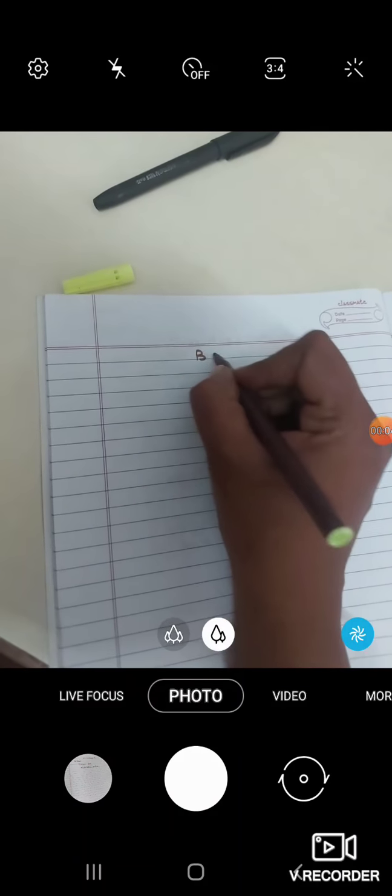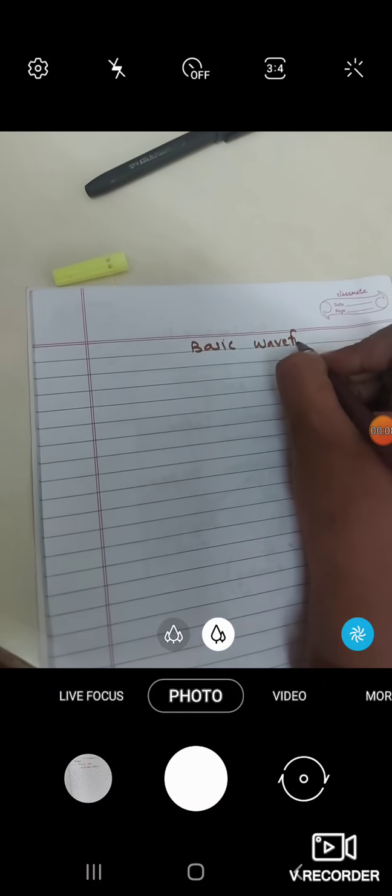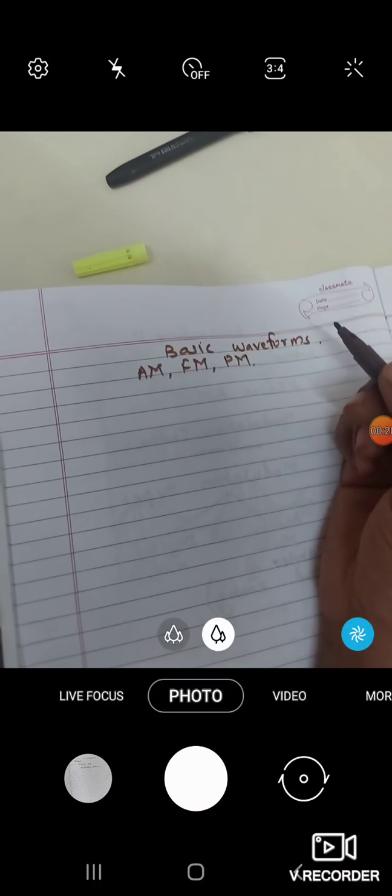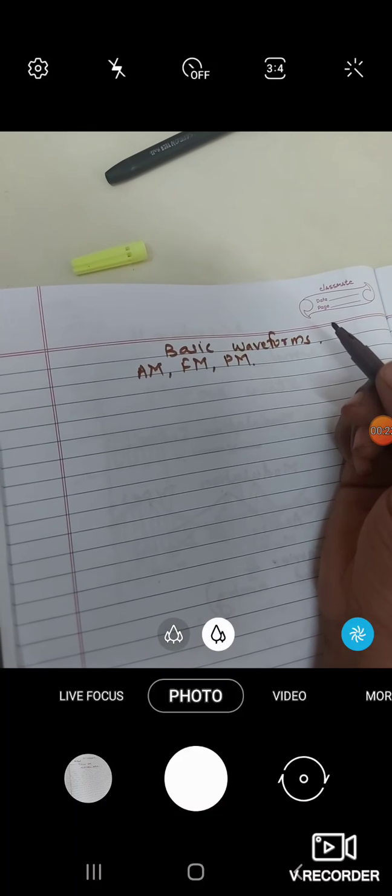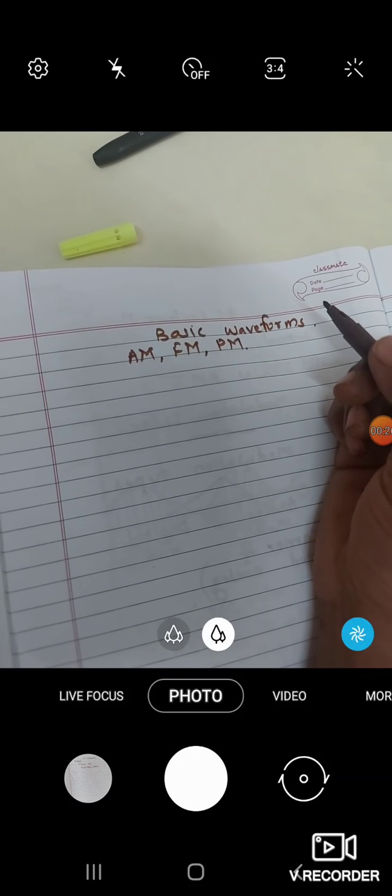Hello students, so today we are going to see the basic waveforms, or we are going to see how to draw the basic waveforms of amplitude modulation, phase modulation and frequency modulation. So in communication, in analog modulation, basically these three types of modulations are frequently used.